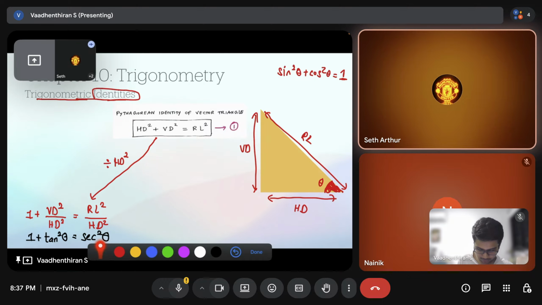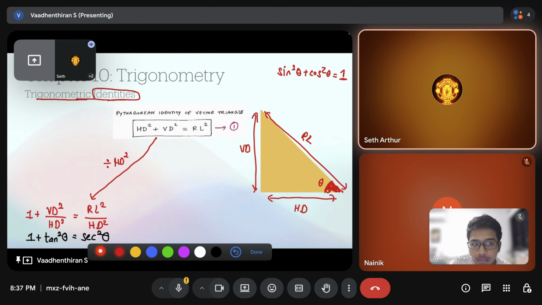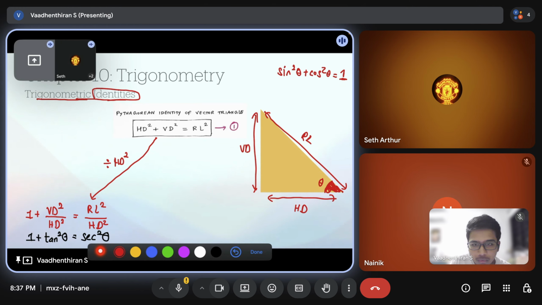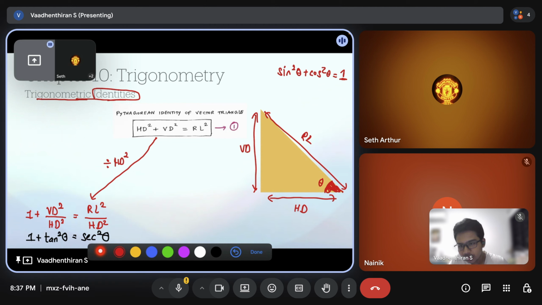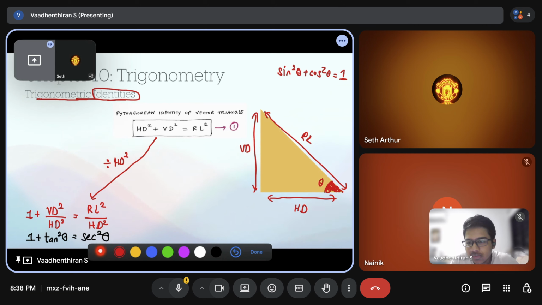Pardon? Yeah. Oh, I thought it wasn't. Do you understand how we are getting this? Remembering this is given in your formula sheet also, but it's easier to understand by this method. I'm just telling this method so it's easier for you to understand. Everything comes from the Pythagoras theorem. We are just finding the ratios and then comparing both sides.